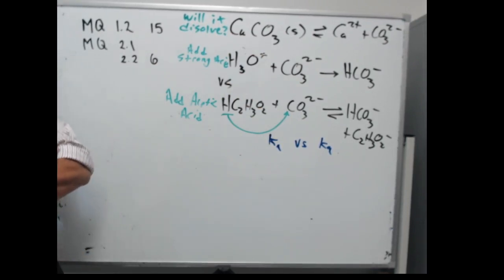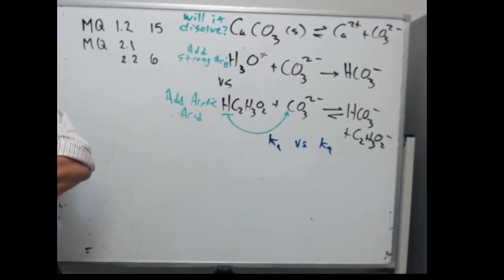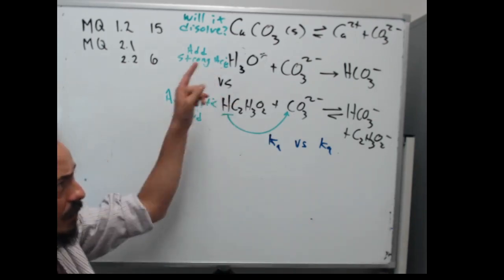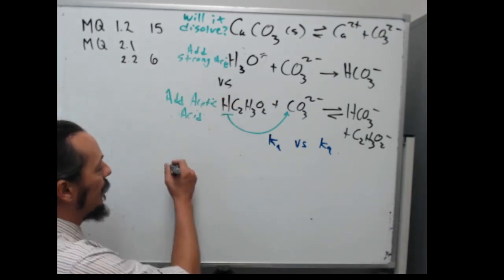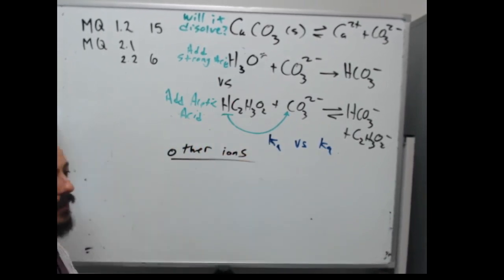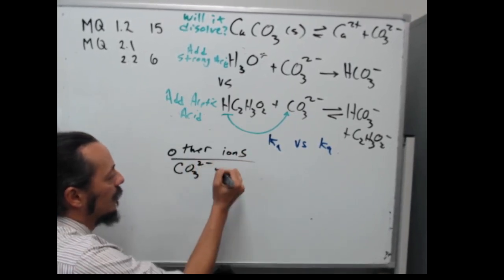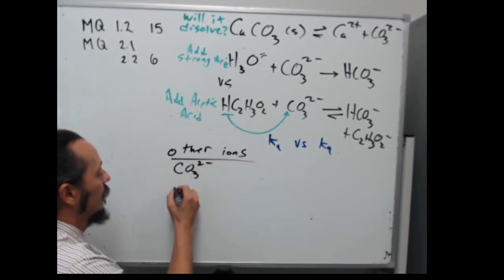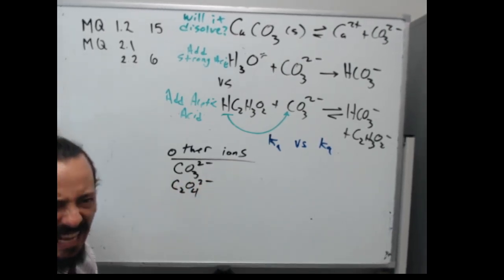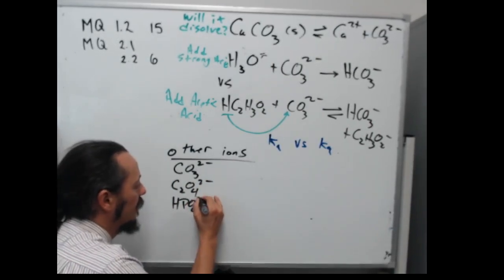So we look at this and ask, why would we do this complicated thing with competing equilibria? That's because we're not just trying to do carbonate. We've got four different things that we're considering. We've got carbonate, oxalate, and, is it hydrogen phosphate? Yeah, hydrogen phosphate.